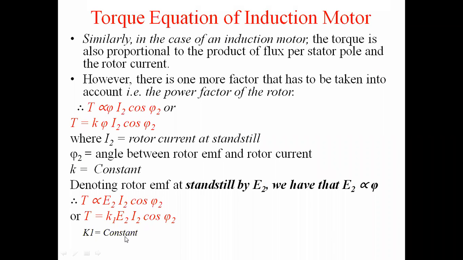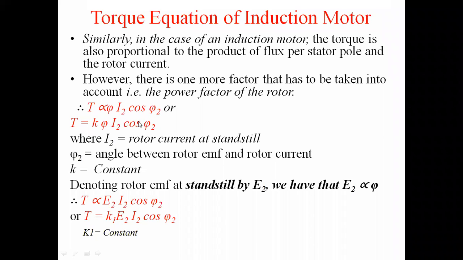So in the induction motor, similar to the DC machines, the induction motor also has flux as well as the rotor current. Okay, so here in the induction motor the torque is always proportional to the flux φ into the rotor current. Just as in DC there is armature current, here the induction motor has rotor current. So torque is proportional to flux into I, as well as we are including the power factor of the rotor.